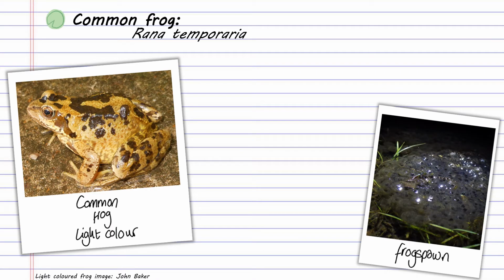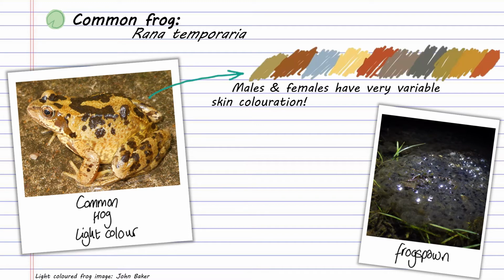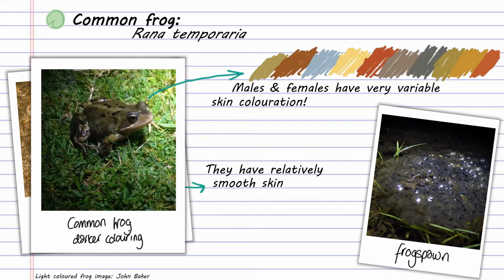So here we have the common frog. Its Latin name is Rana temporaria. It comes in loads of different colours, so this is males and females. On the left here we have quite a light coloured frog. The adult frogs vary in size, but the females are usually larger, and compared to things like common toads, they have relatively smooth skin. This is a darker coloured frog on the left, and on the right we have some frogspawn which you may see in your ponds too.